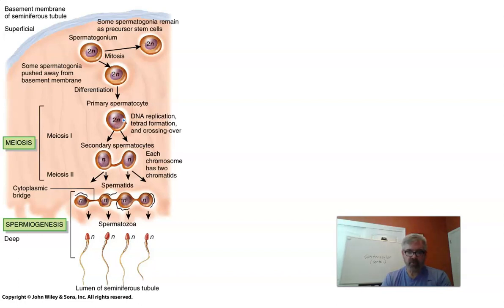It says primary spermatocytes undergo meiosis one here, which results in the formation of haploid secondary spermatocytes. So now we went from this 2N state to the 1N state, because meiosis involves splitting of the chromosomes. So we're not replicating, we're splitting or dividing. These are going to separate here.